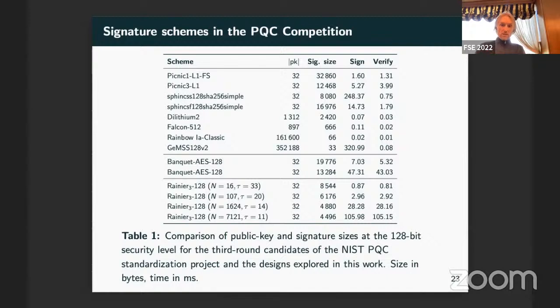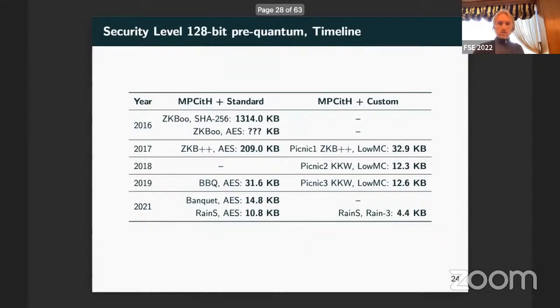There's always this trade-off. So if you really want to go below 5 kilobytes, then the signing and computation times explode quite a bit. But there are then reasonable trade-offs where computation times are also very low while you still have a rather small signature size. Yeah, so that was the story about RAIN.